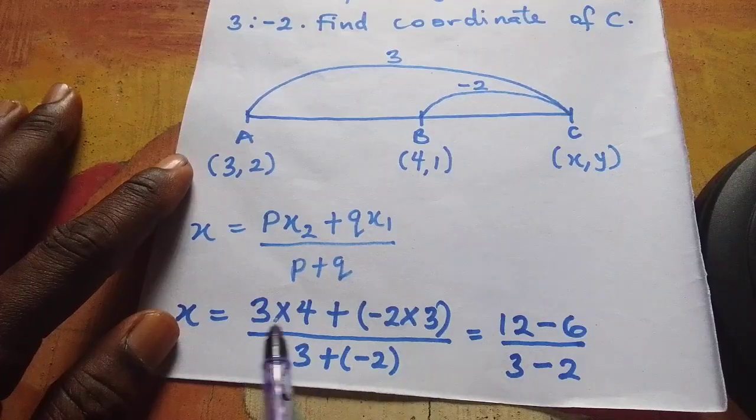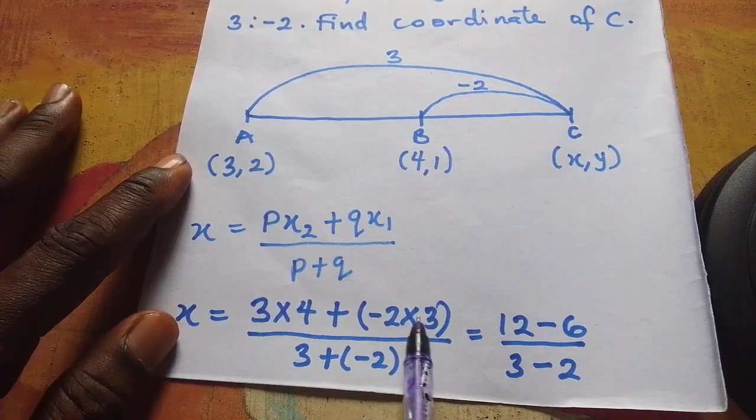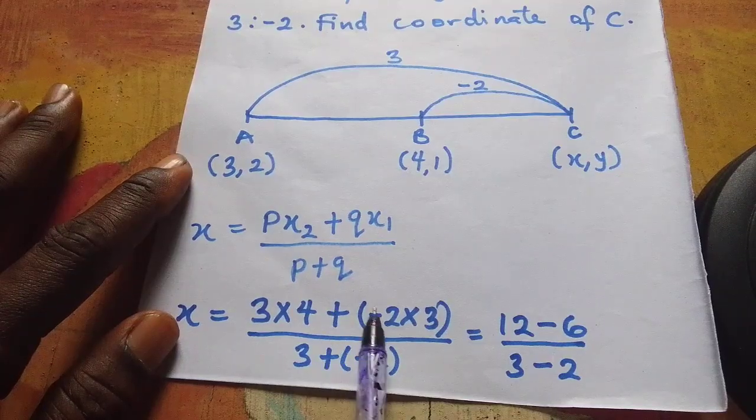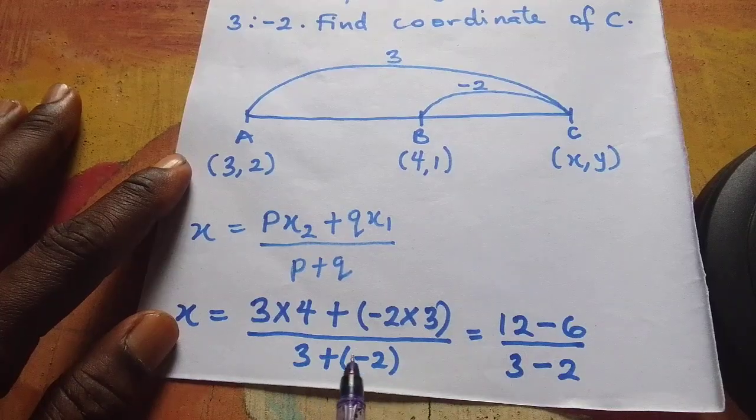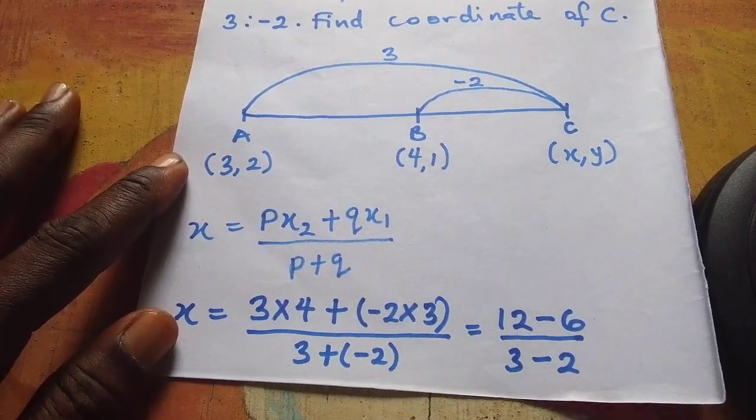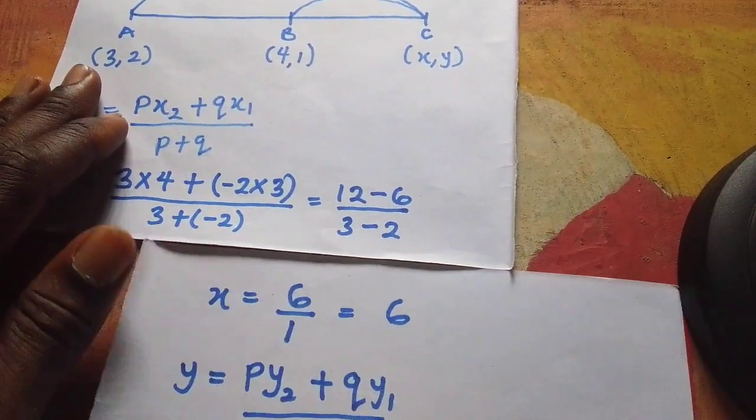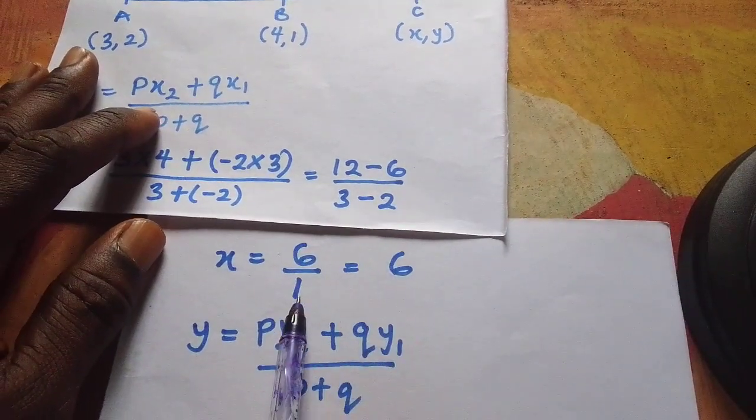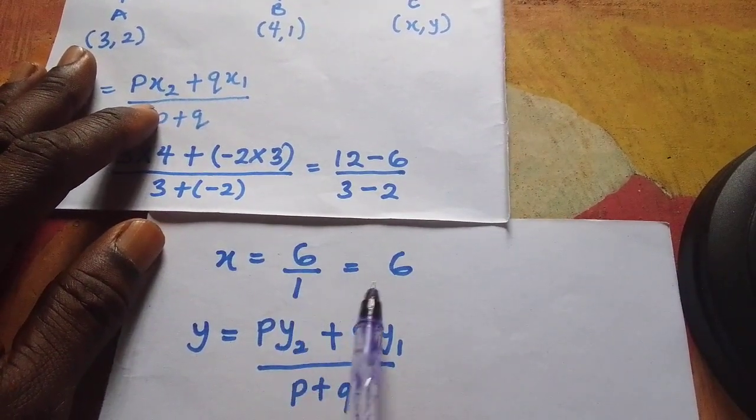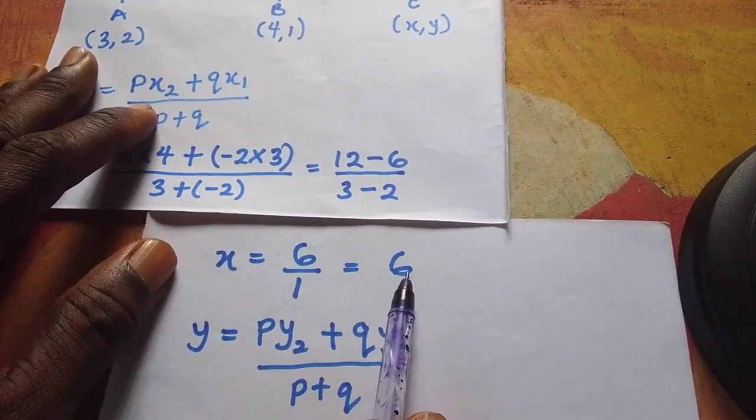3 times 4 gives us 12, plus -2 times 3 will give us -6. Plus times minus gives us -6, over 3 minus 2. So that means you now have 12 minus 6, which will give us 6, and 3 minus 2 will give us 1. 6 divided by 1 is 6. So the value for x there is 6.